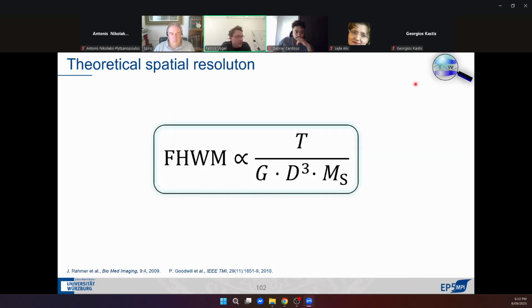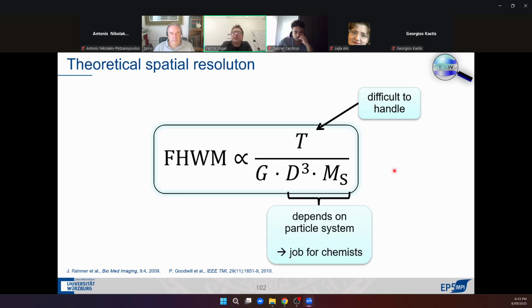So for the theoretical spatial resolution, there's a formula which looks like this, and you can see it's directly proportional to the temperature. Of course, when you go in vivo, it's quite difficult to go down with the temperature. Then here we have the parameters for the particle system itself, which means larger particles mean a better signal, or a better spatial resolution, and a higher saturation magnetization also leads to a better spatial resolution.